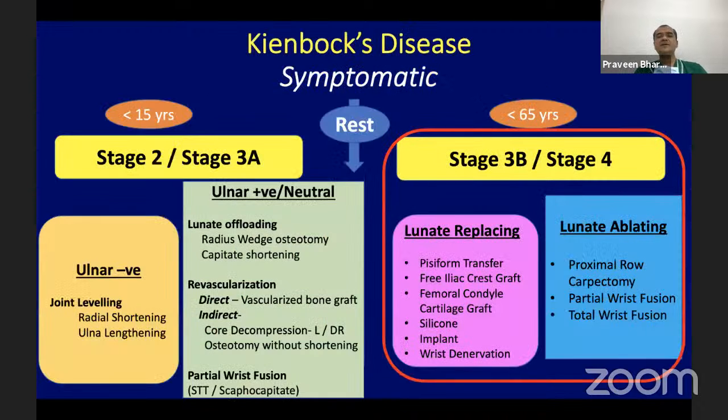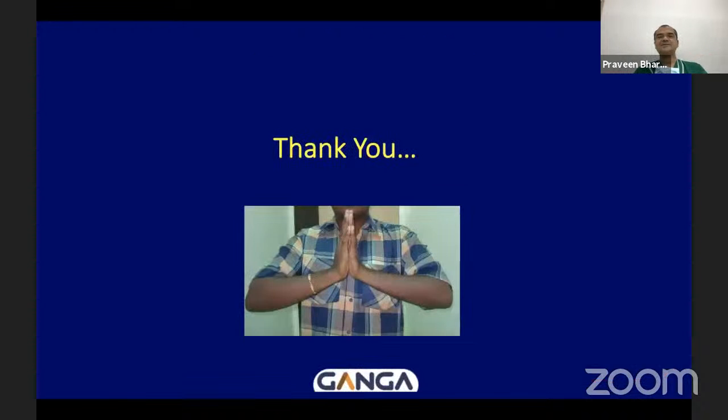So to summarize again, when to do a proximal row carpectomy: that is stage 3B and 4 for sure, and 3A in some select patients. With that, I mean anybody who is not willing to take a chance that he may require a second operation with partial wrist fusions or denervation operations. And PRC is our favorite because it gives a very quick result. It has the least complication rate and the long-term outcomes have been very good. Thank you very much.